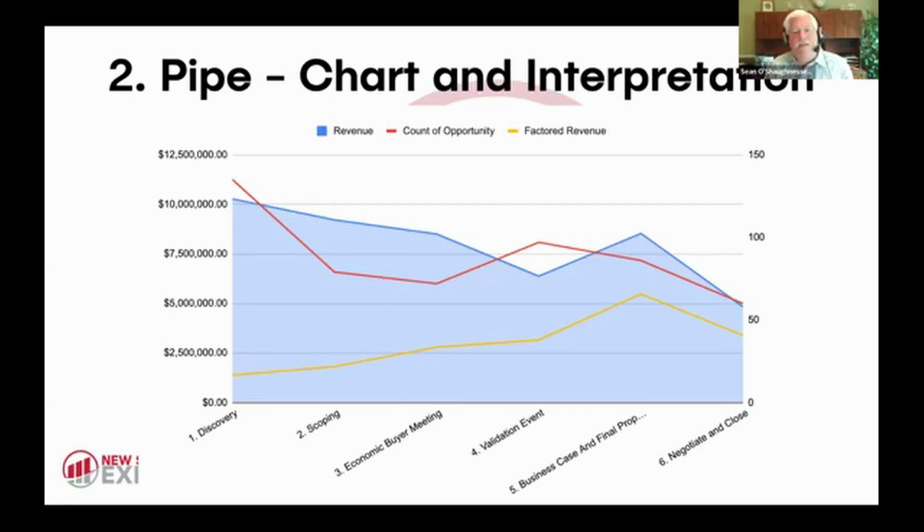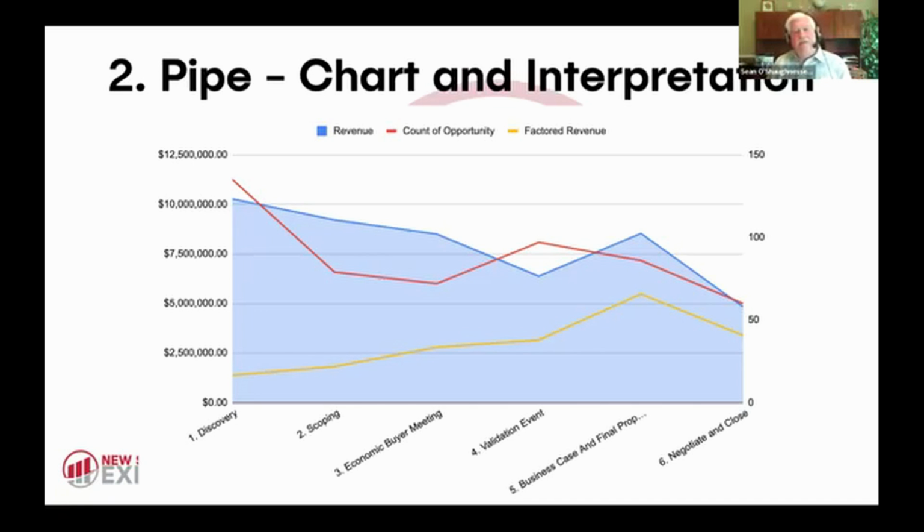That just makes sense. And then as we go along, we should see a little bit of a drop for the economic buyer meeting because we didn't get to that stage after we scoped it out. We looked at it a little harder. Yeah, it makes sense. We're not going to have as many. And then we have a validation event, which is a PO, proof of value or proof of concept. Then we do a business case with the final proposition, and then we negotiate the deal and close it.